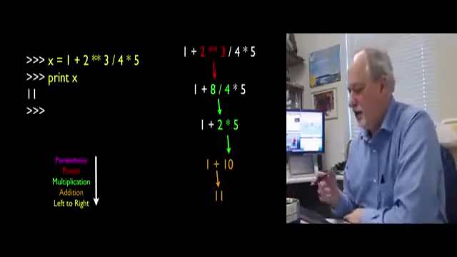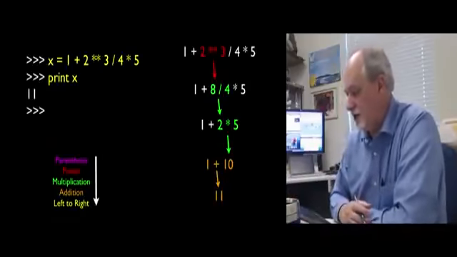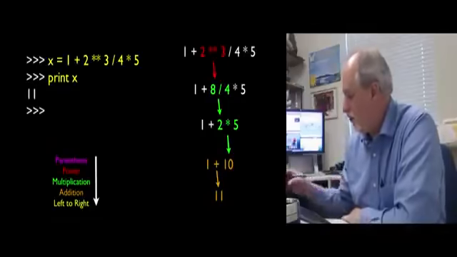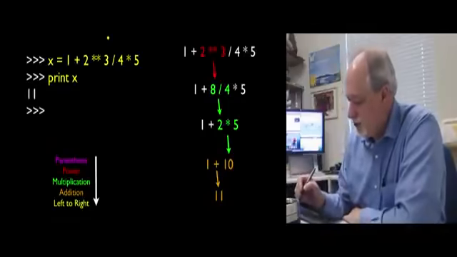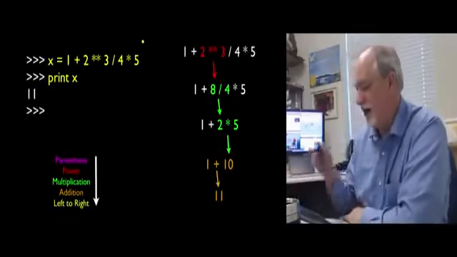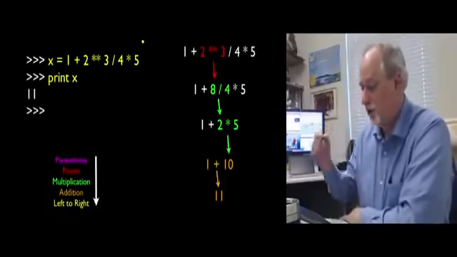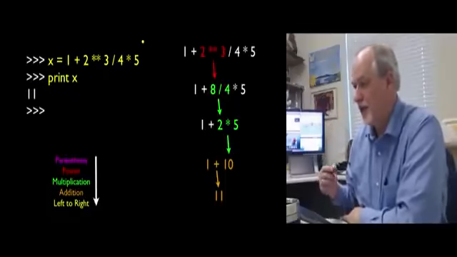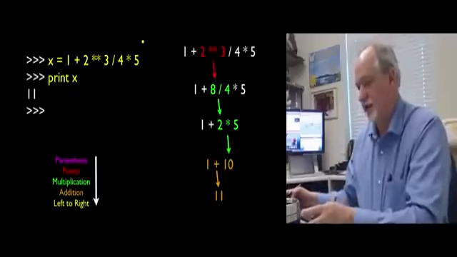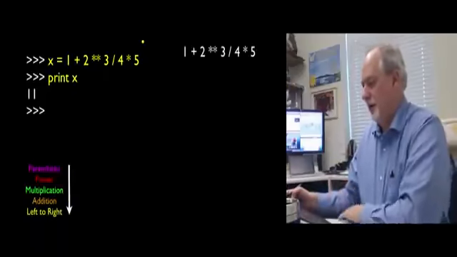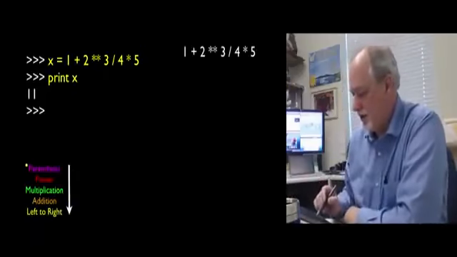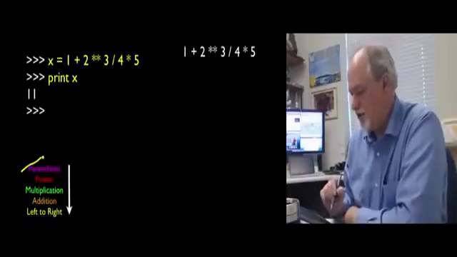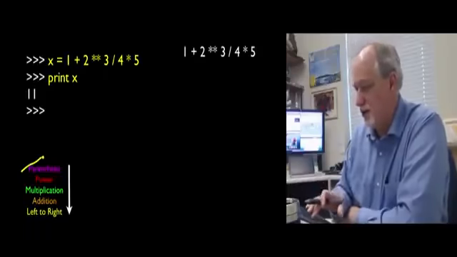So here is a calculation: 1 plus 2 cubed divided by 4 times 5. And the question is, what order does this happen in? Let's take a look. We start with, are there any parentheses? And the answer is no, there are no parentheses. So let's go next.